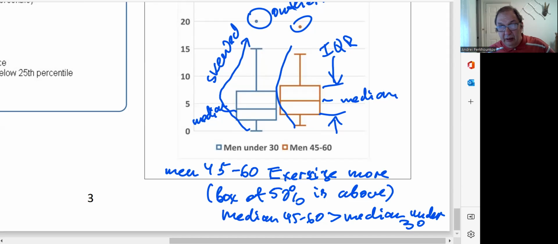Well, someone who is 45 to 60, I can associate with that, and I can say when I was younger, I was more active and I didn't feel I need to exercise. My life was an exercise, but now I do. So that might be an explanation.